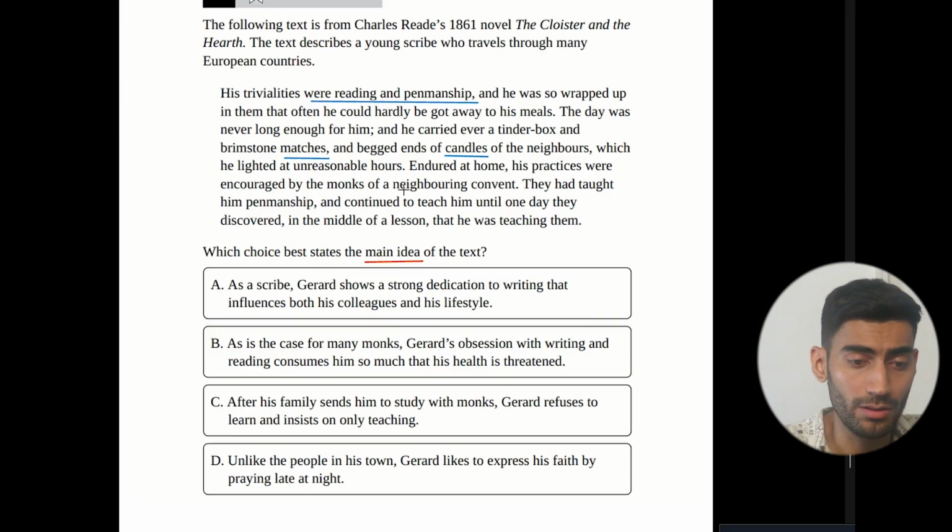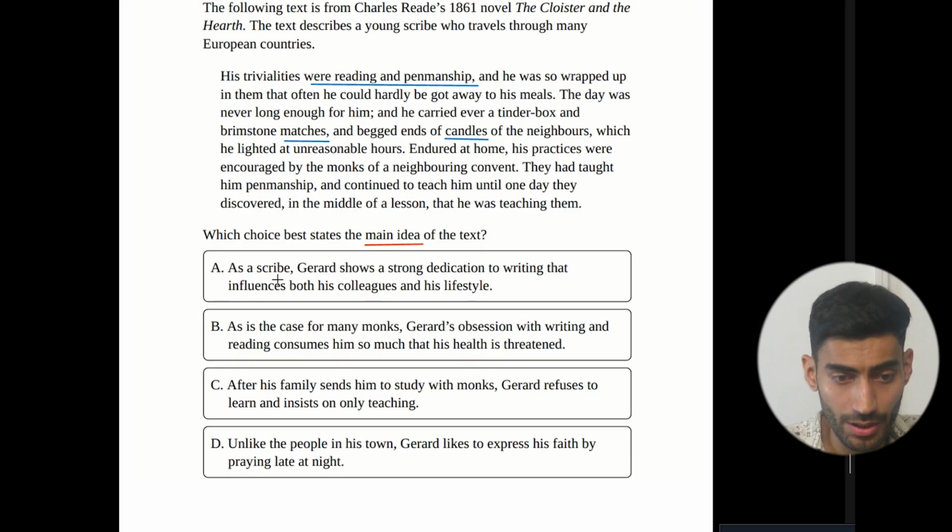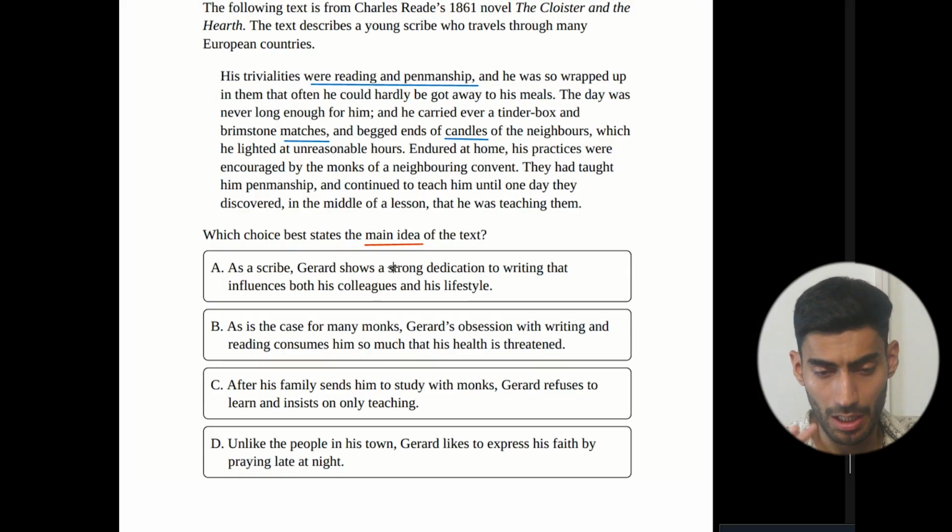Let's see what the choices are. As a scribe, Gerard shows a strong dedication to writing that influences both his colleagues and his lifestyle. Okay, let's see part B. This is not telling us anything extreme. There's nothing to cross this option out, right?